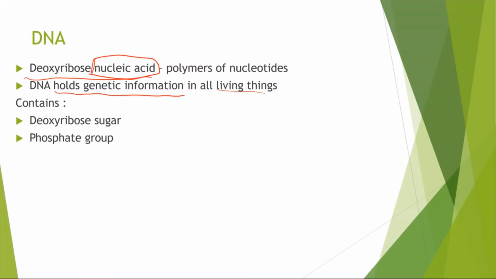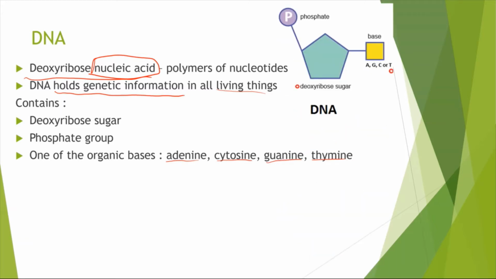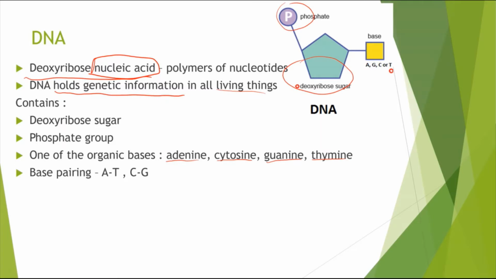It would also have a phosphate group and the organic base, so it can only have one of the four organic bases in one of the DNA molecules. It can only have either adenine, cytosine, guanine, or thymine, so one of these. Now you will find out this is slightly different to RNA when we move on to RNA, but this would be the structure of DNA. As you can see, the phosphate group, the deoxyribose sugar and the base, so adenine, cytosine, guanine, or thymine.